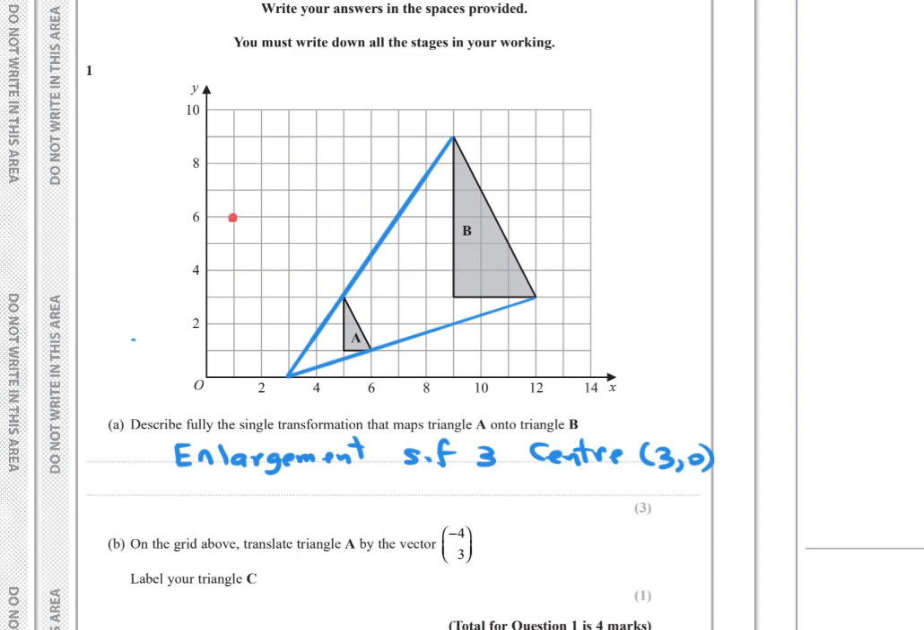Now this point is the image for that one. Now you can draw the triangle, because from this point it is 2 down and 1 right. So this triangle is the image by translation by the column vector (-4, 3). Label this triangle C.